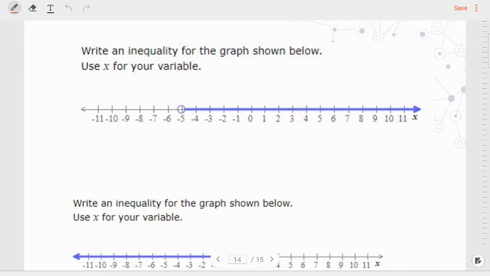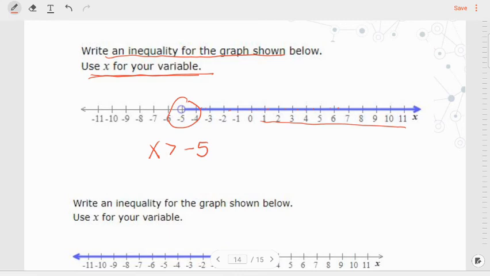Now, how do I go in reverse? This one says write an inequality for the graph shown below, using x as your variable. So I'm going to write down x, and x is all of the dots on this graph, all the blue. Where does it start? The starting point is right here at -5. Now is it all the numbers that are greater than -5 or all the numbers that are smaller than -5? All of these numbers are bigger or greater than -5, so I'm going to put the greater than sign.